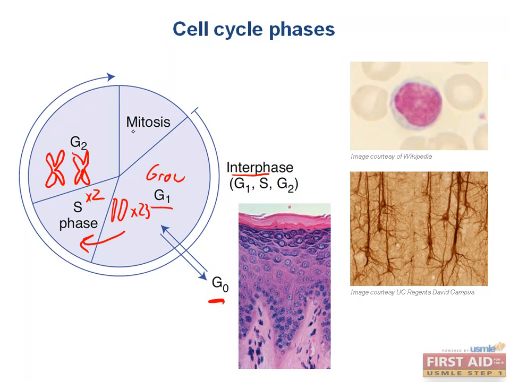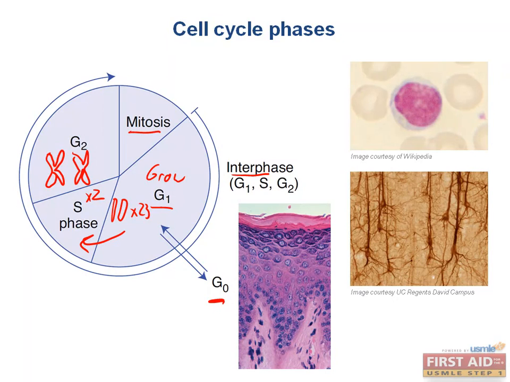Mitosis is the shortest phase of the cell cycle and includes prophase, metaphase, anaphase, and telophase. This is when the chromosomes condense and separate, and one cell becomes two. After mitosis and cytokinesis, the single parent cell is now two daughter cells.